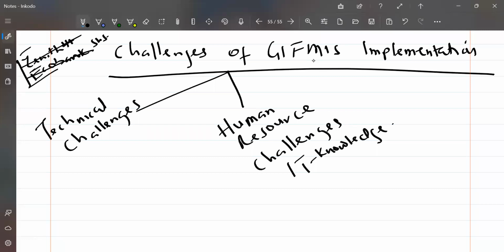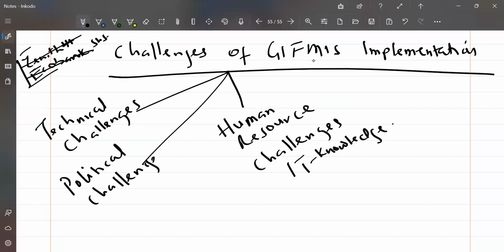Exactly. Very well. The next one, we call it political challenge. Okay. So when you say political challenge, political people will have the view that if we implement GIFMIS in the said entities, it is complex. And since it's complex, it is also risky. And it's also a resource intensive project.